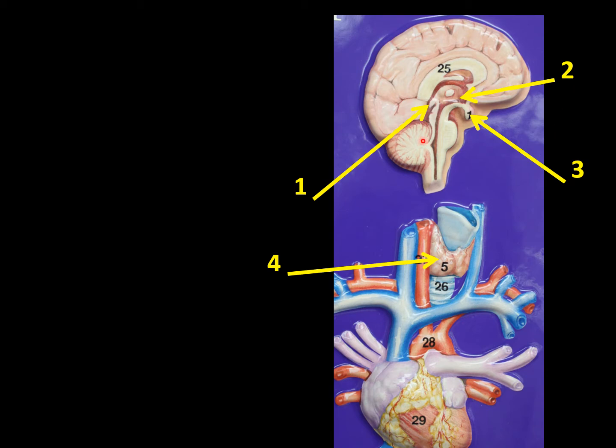This model also shows us the location of 3 important glands in our brain. Number 1 represents the pineal gland. Number 2, the hypothalamus. And 3 indicates the pituitary gland. 4 is a butterfly-shaped gland that's found just below the larynx, and this gland is the thyroid gland, which we will discuss momentarily.